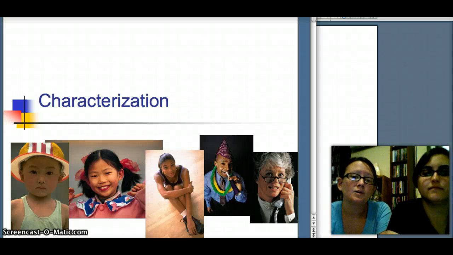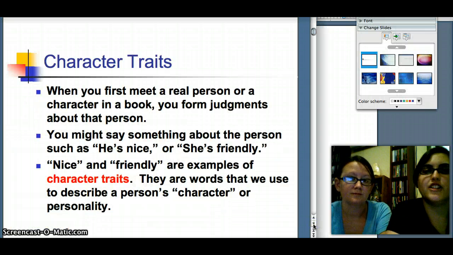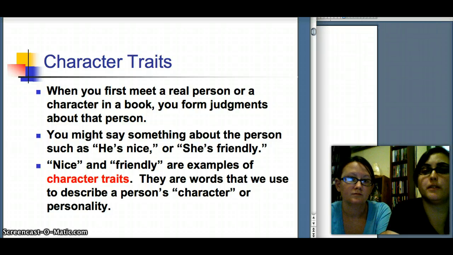Hey guys, tonight we are going to focus on characterization. Now, characterization is the way an author allows you to get to know the characters that he or she has created. And just like when we meet a person, when we read about a character, we form judgments about them. Maybe they're nice, maybe they're mean, maybe they're cool. All these things are called character traits.